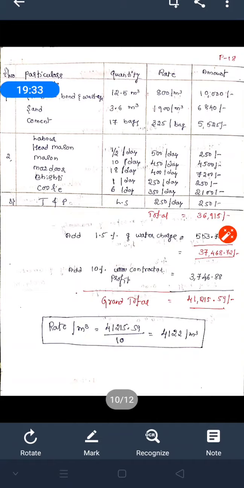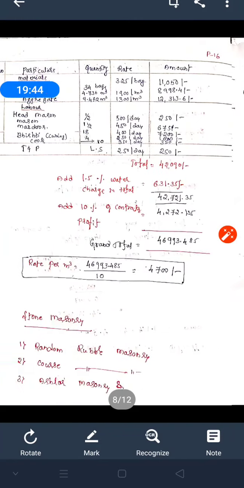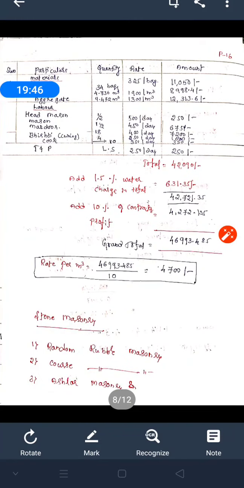Then for the head mason it is half per day. Mason equals 1 by 4th into 3.54, which gives about 1.5. Then for mazdoor, 18 is mentioned. Beldar plus mazdoor both will remain the same.